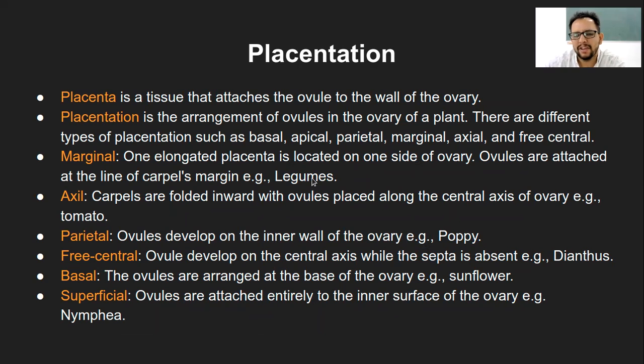An example of marginal is legumes. That is all your legume type of plants, your garden pea or green pea varieties, they will all have this marginal placentation.